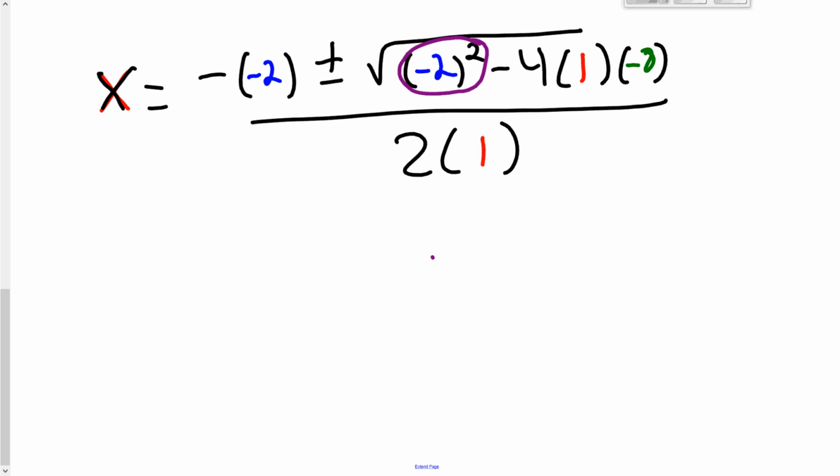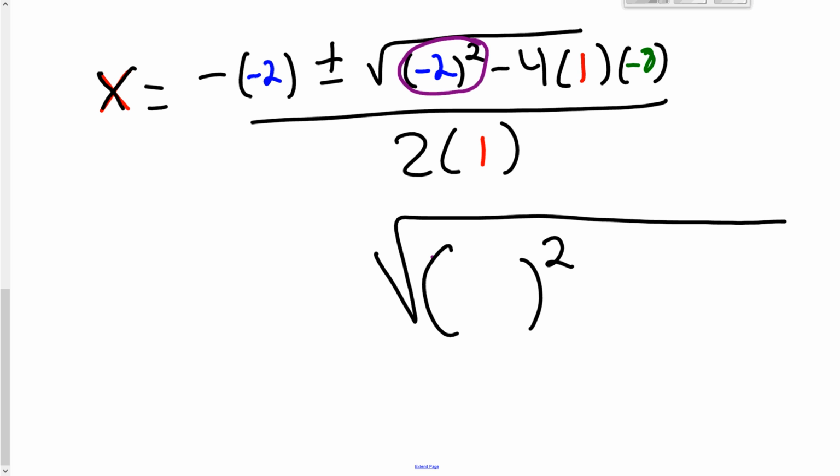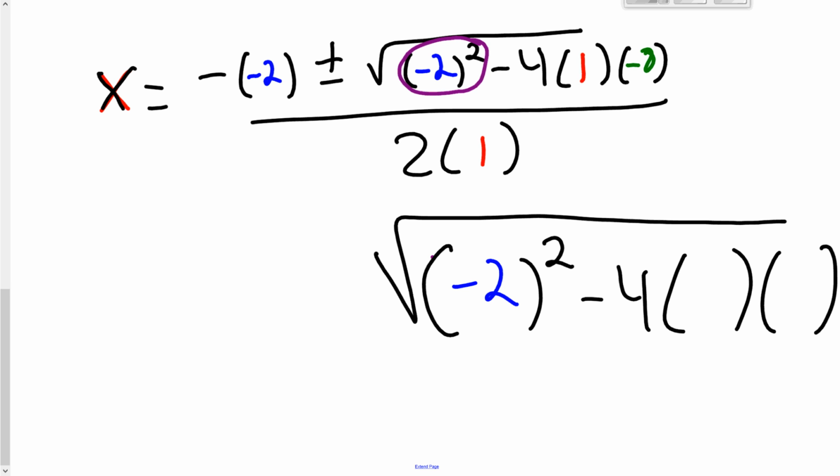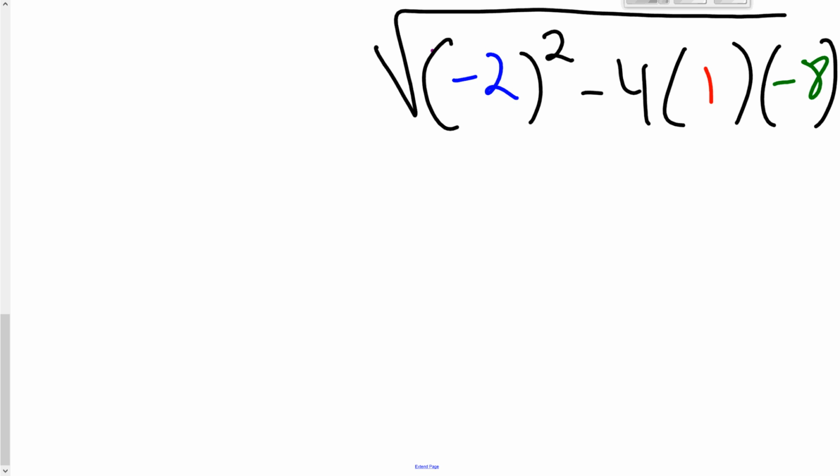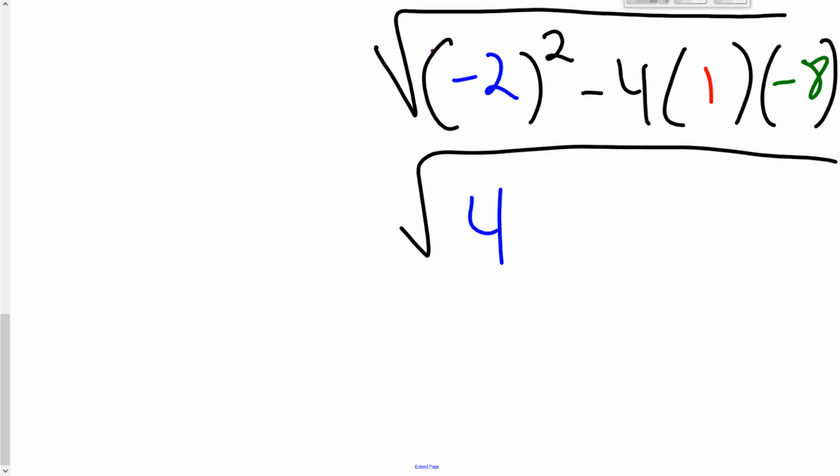So let's take apart what's inside that square root and simplify it. I want to take this apart real slow. I'm just doing what's inside the square root to begin with. Negative 2 squared is 4. Then minus 4 times a times c. There's my c, there's my a.